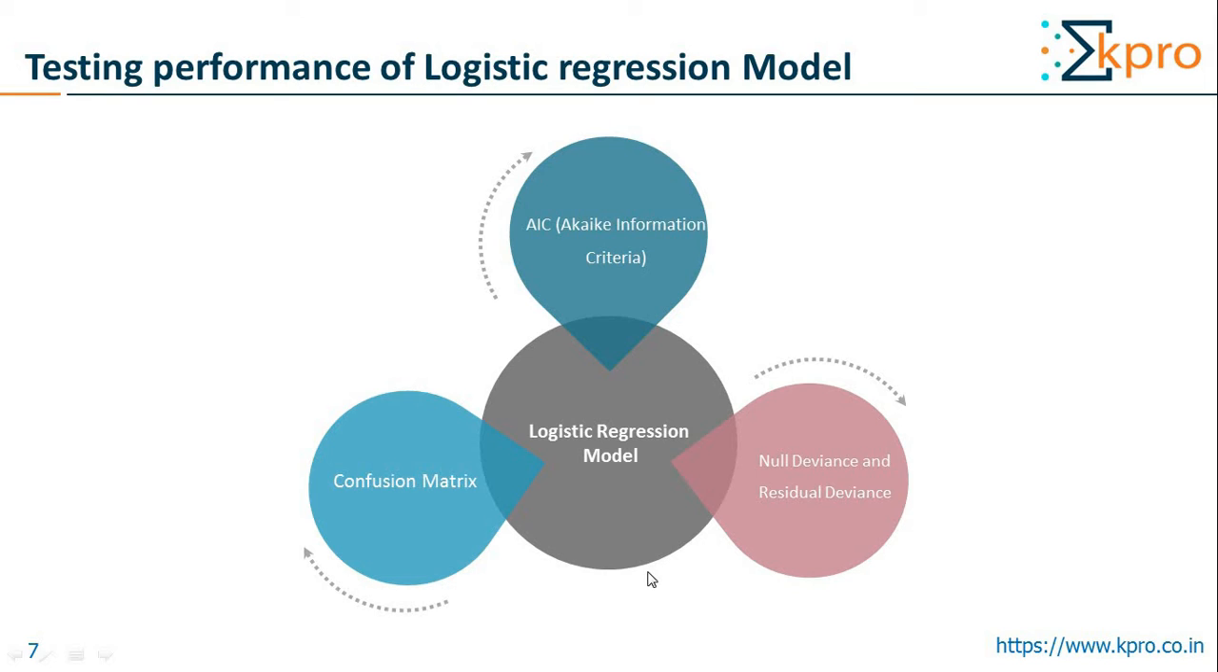The next one is null deviance and residual deviance. Null deviance indicates the response predicted by a model with nothing but an intercept. So the lower the value, the better the model. Residual deviance indicates the response predicted by a model on adding independent variables. So the lower the deviance, the better the model. Confusion matrix is nothing but a tabular representation of actual versus predicted values. This helps to find the accuracy of the model and avoid overfitting. So these are some of the metrics which are available for testing the performance of our logistic regression model.